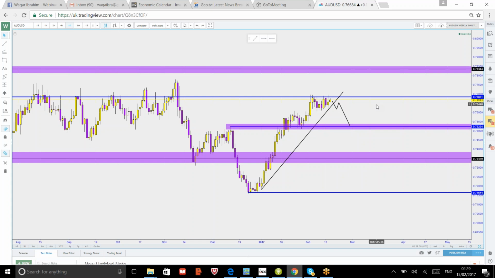I control the equity when I trade. I don't trade with a stop loss. I control the equity, hence my profit taking is pretty huge.